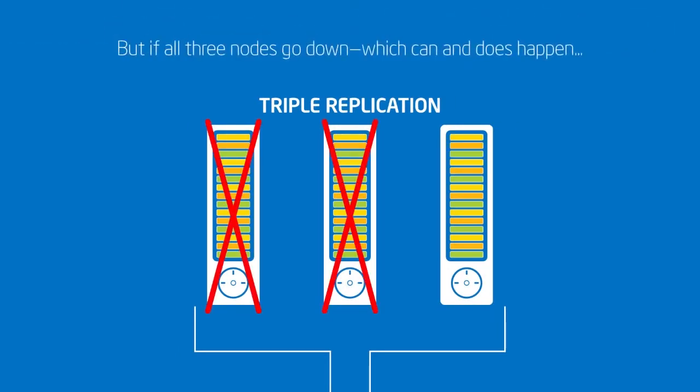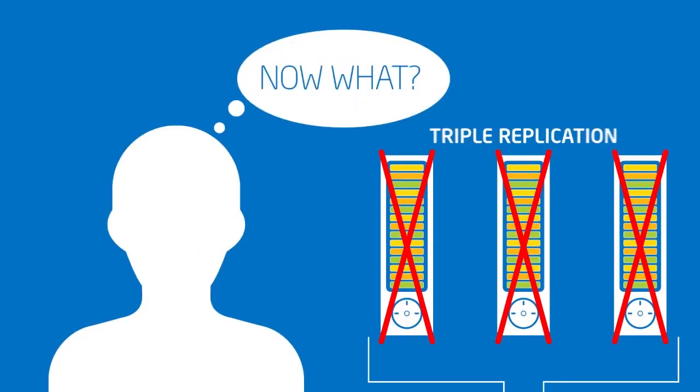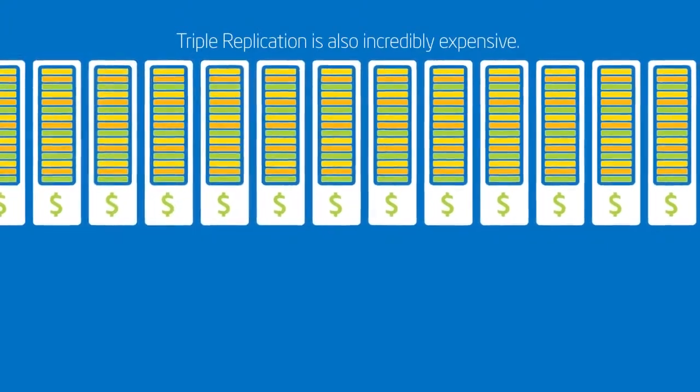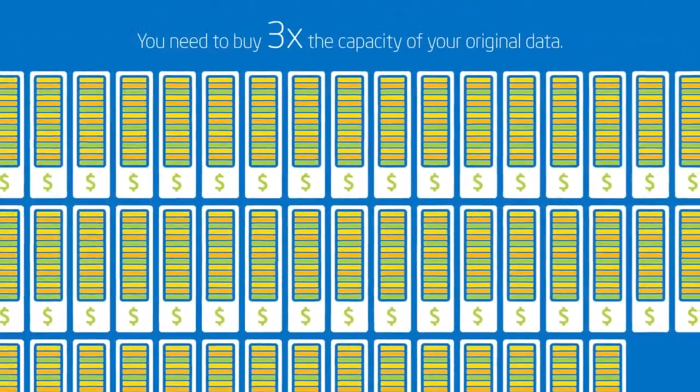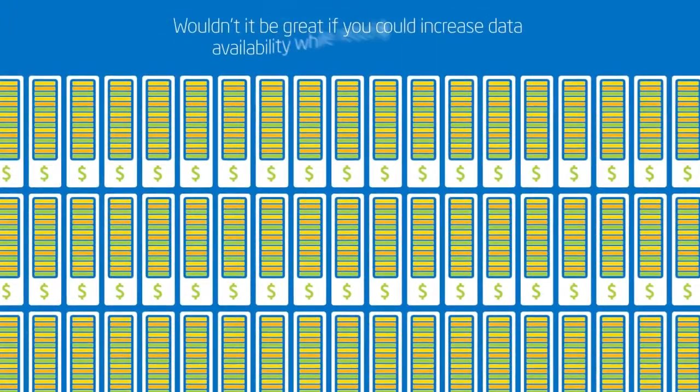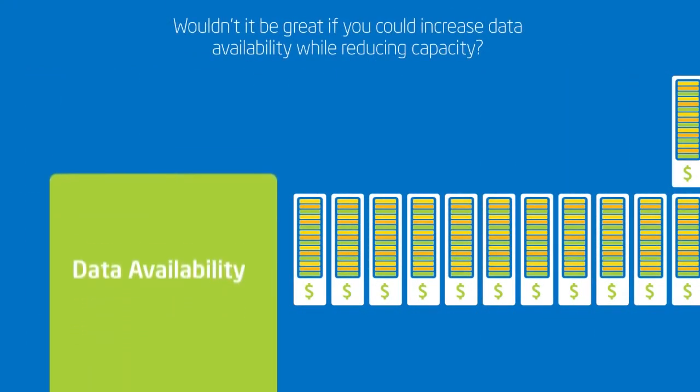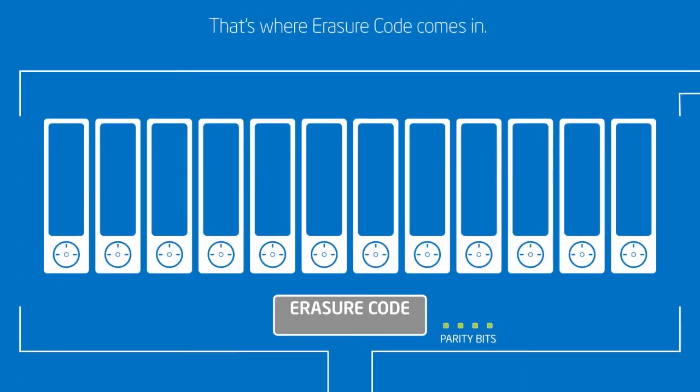But if all 3 nodes go down, which can and does happen, well, you're flat out of luck. Triple replication is also incredibly expensive because you need to buy 3 times the capacity of your original data. Wouldn't it be great if you could increase data availability while reducing capacity? That's where Erasure Code comes in.